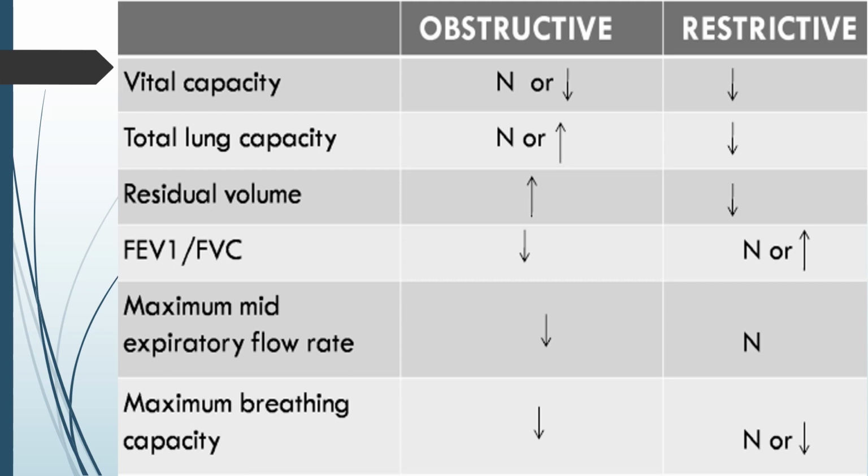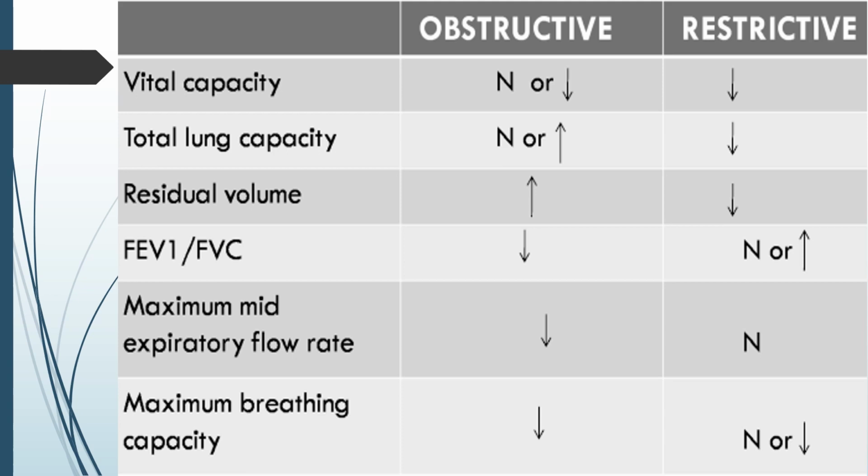The ratio of the forced expiratory volume in 1 second by forced vital capacity is always decreased in the obstructive disorders and it will be normal or increased in the restrictive disorder. Whereas the maximum mid expiratory flow rate is decreased in the obstructive disorders and will be normal in the restrictive disorder. The maximum breathing capacity is decreased in the obstructive lung diseases and in restrictive it can be normal or decreased.